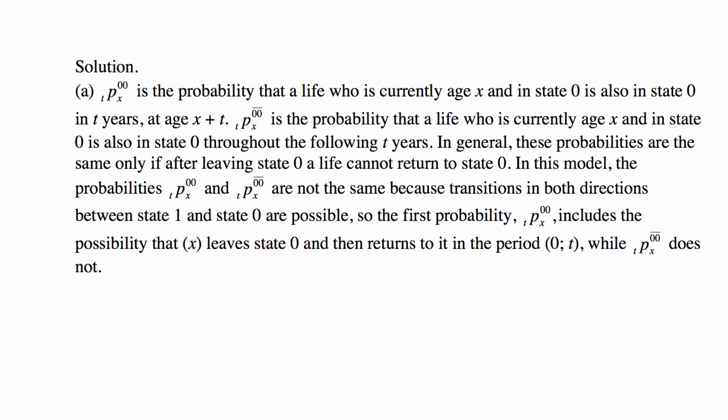So the first probability, tpx00, includes the possibility that x leaves state 0 and then returns to it in the period 0 to t, while tpx00 with a bar above it does not.